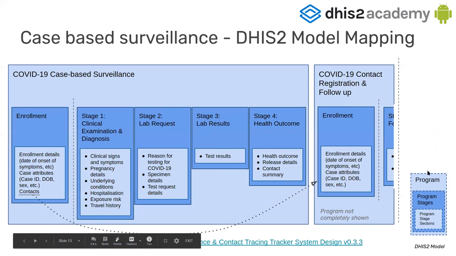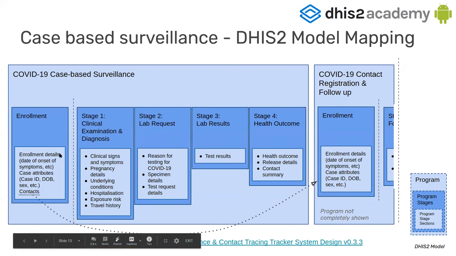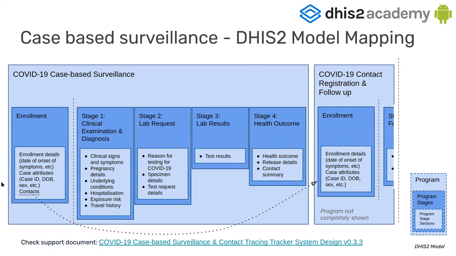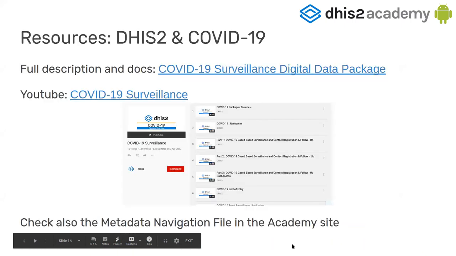Here, if you see the bottom right corner, you see the legend, and you see we have two programs. There are more, but we're going to be focusing on these two, and especially the big one here, the case-based surveillance. You see the stages with the different data elements that are being collected, the enrollment, the attributes, etc. And you will see there is a link between one program and the other, which is in terms of contacts, because when we are tracking people for COVID, we need to know who has been in contact with whom, so we can relate. This is done through the relationships that we will also see in the session on Thursday, if I'm not mistaken, or Wednesday. We'll see. And down here, you're going to have the link.